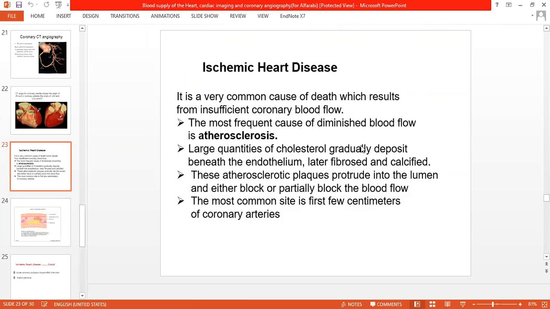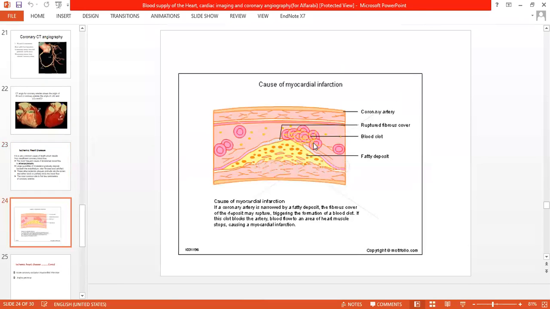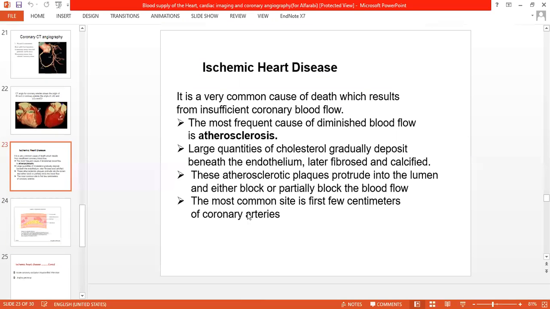So a large quantity of cholesterol gradually deposits beneath the endothelium, later becoming fibrous and sometimes even calcified. Once it is calcified, it is very difficult to remove. These atherosclerotic plaques protrude into the lumen and either block or partially block the blood flow. As we can see here, there is a partial block now. Sometimes it can totally close.